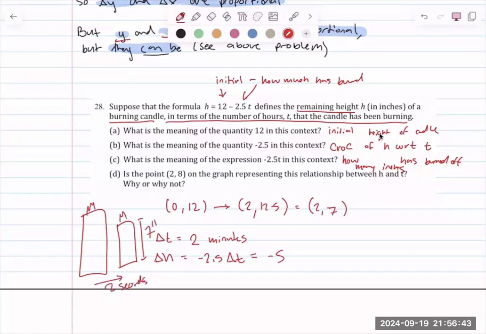2 seconds, because we've decreased by 5 inches, right? And so no, this is not on our graph, because after 2 seconds, our candle is not 8 inches tall. It is 7 inches tall.